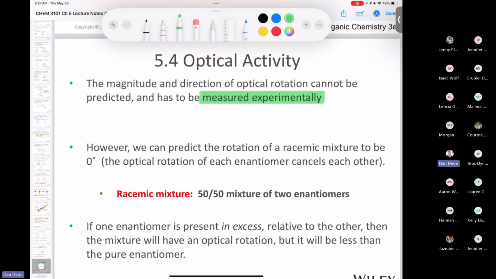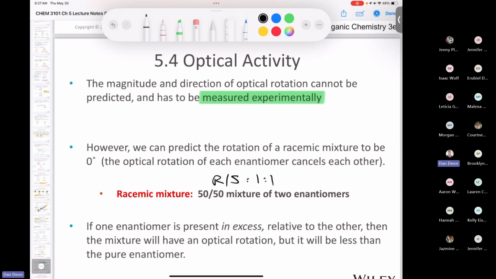So it says here, we can predict the rotation of a racemic mixture. Racemic mixture means you have a 50-50 mixture of R and S, so the ratio is 1 to 1. Well, let's think about this. If they rotate plane polarized light to the same magnitude but in opposite directions, then if you have a 50-50 mixture, let's say one rotates at positive 10 degrees, the other one's going to be negative 10 degrees, and so they cancel each other out.